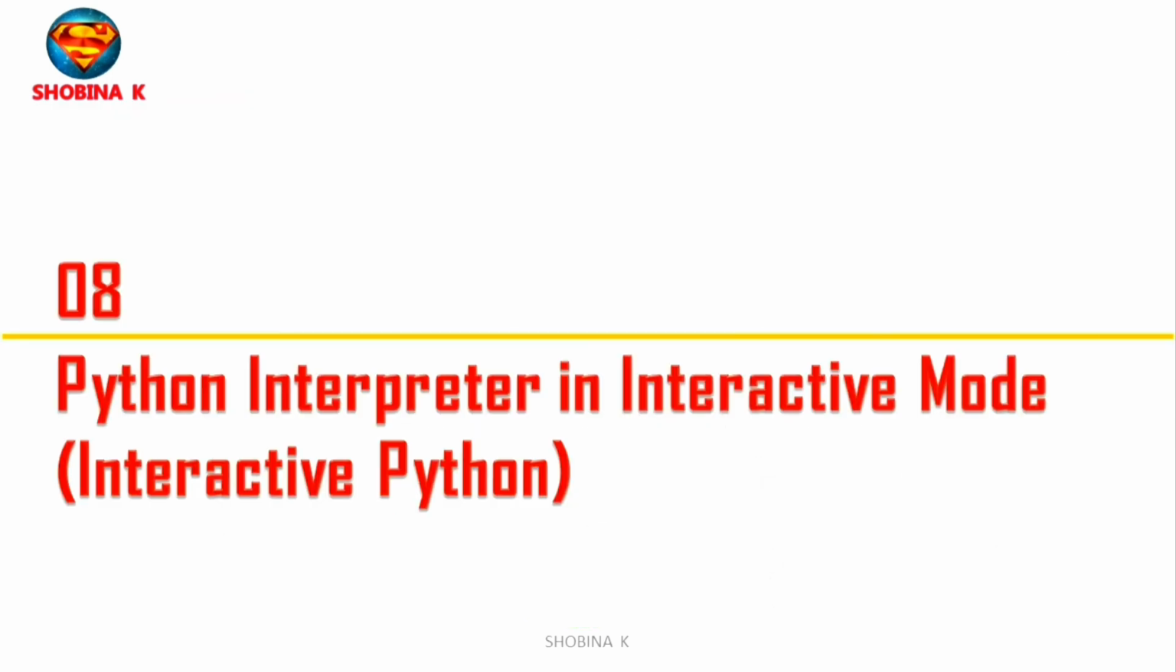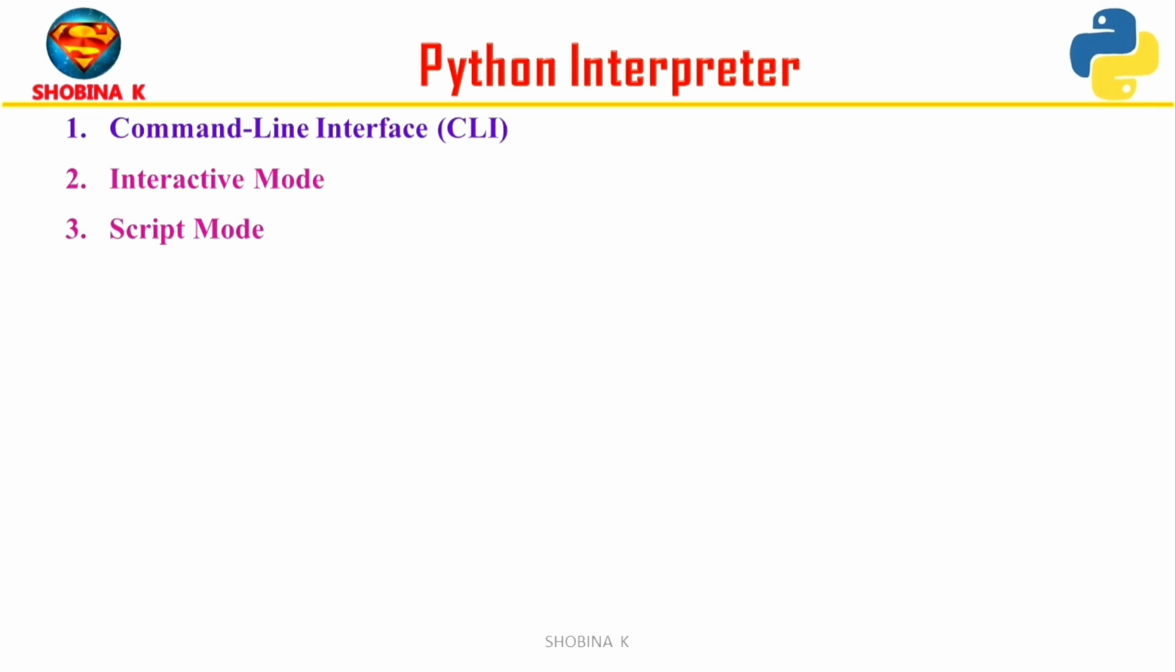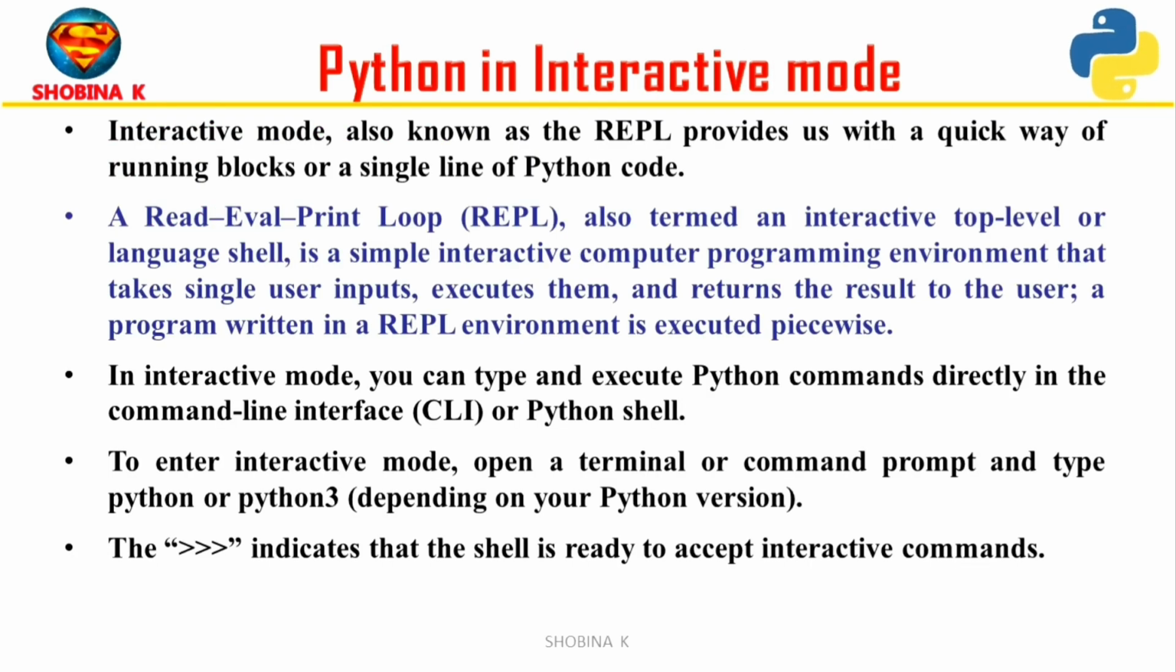Now we will learn the difference between interactive mode and script mode. In Python there are two methods for running code, which are interactive mode and script mode. Interactive mode is also known as shell mode. Also it is known as REPL, which provides a quick way of running blocks of code or a single line of code. Read, eval, print, loop. It is a simple interactive computer programming environment that takes single inputs, executes them, and returns the result to the user. A program written in the REPL environment is executed piecewise.